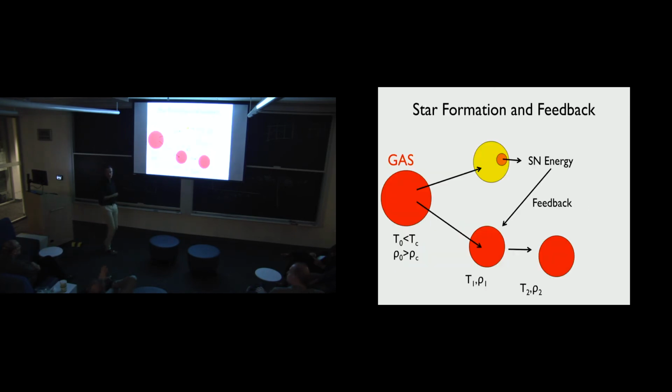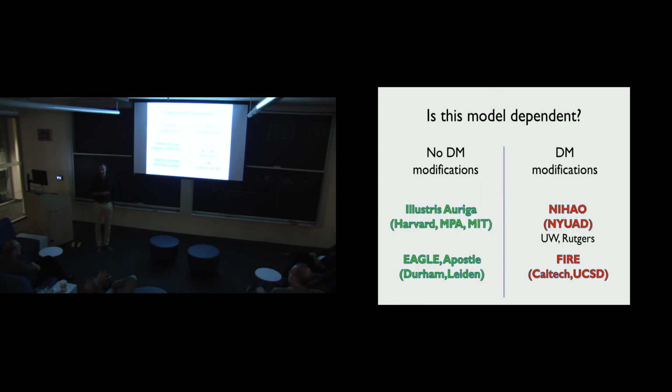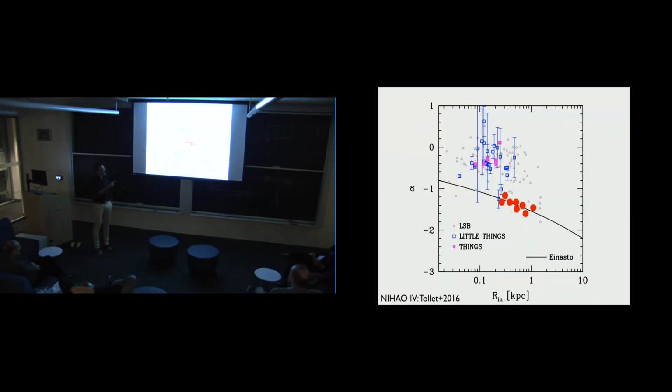And just to be clear, no dark matter modifications, you mean baryonic physics doesn't affect the dark matter distribution? Correct, yes, that's what I meant. So practically, you get this. This is what you get. No dark matter modifications means the points stay exactly as they would be.